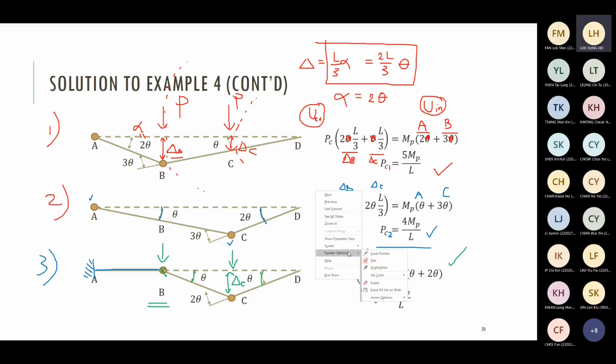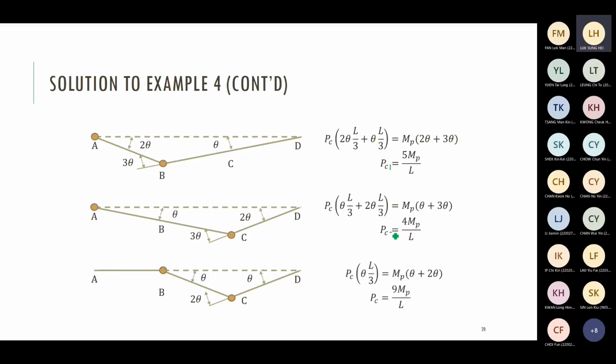So along the whole analysis, you can compare PC1, PC2, and PC3. And it seems that PC2 is most likely to occur. That means scenario 2 should be our realistic failure mode. Hinges form at point A and point C. You can think in this way: when the loading P increases gradually from 0, it will firstly reach the second collapse load. After reaching this collapse load, it will collapse. It cannot increase further to 5 MP or 9 MP. So this is our scenario.